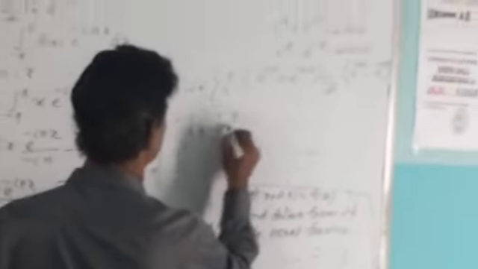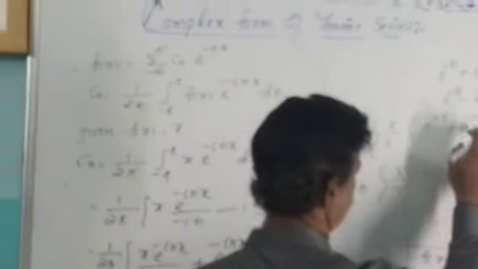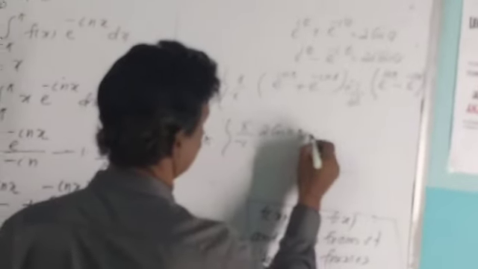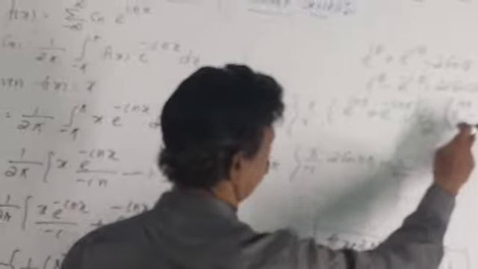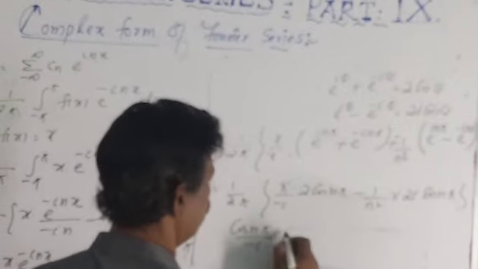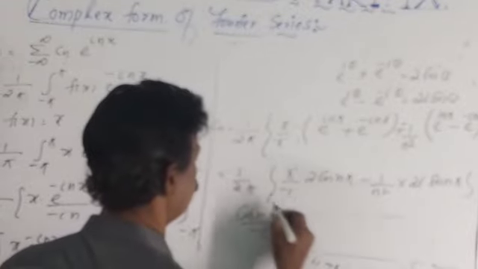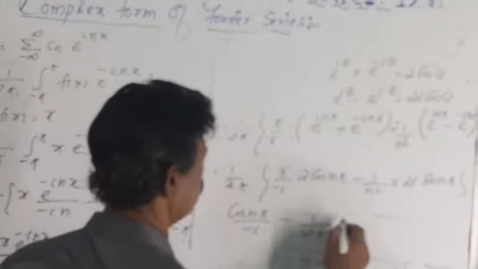That is 2 pi into pi by minus i into e raised to i n pi plus e raised to minus i n pi equal to 2 cos n pi, minus 1 by n square into e raised to i n pi minus e raised to minus i n pi equal to 2i sin n pi. Then open this bracket, that is 1 by 2 into 1 by 2. Multiply, 2 pi cancel, cos n pi by minus i. And this is also 2 and 2 cancel, and minus i by n square pi sin n pi. That is the value of Cn, that is equal to cos n pi by minus i, and this is equal to i, 2 and 2 cancel, minus i.